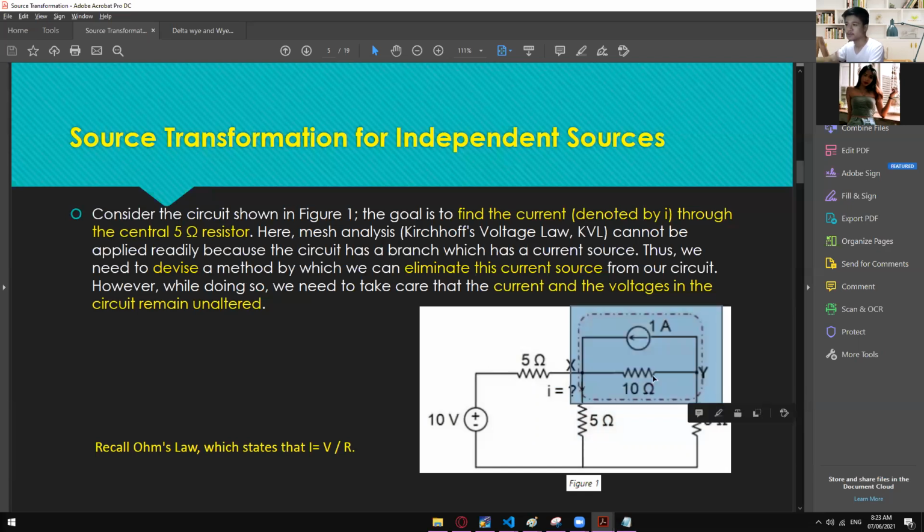Since we have a current source, we can convert this one into a voltage source just by applying source transformation. Thus, we need to devise a method by which we can eliminate this current source from our circuit. How do we eliminate this one? Just by transforming this one into a voltage source. All right, so let's have our example for now before checking if we have the correct result.